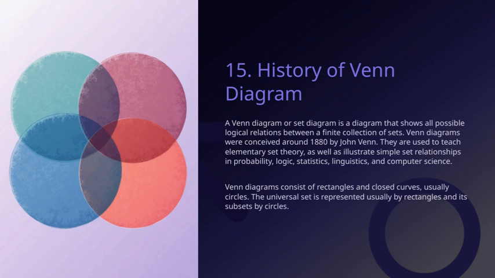The universal set is usually represented by a rectangle, while its subsets are shown as circles inside it. These diagrams are a visual way to illustrate the relationships between different sets. A Venn diagram, or set diagram, helps us understand all the possible logical relations among a finite collection of sets. Interestingly, they were conceived around 1880 by John Venn, which is where they get their name.